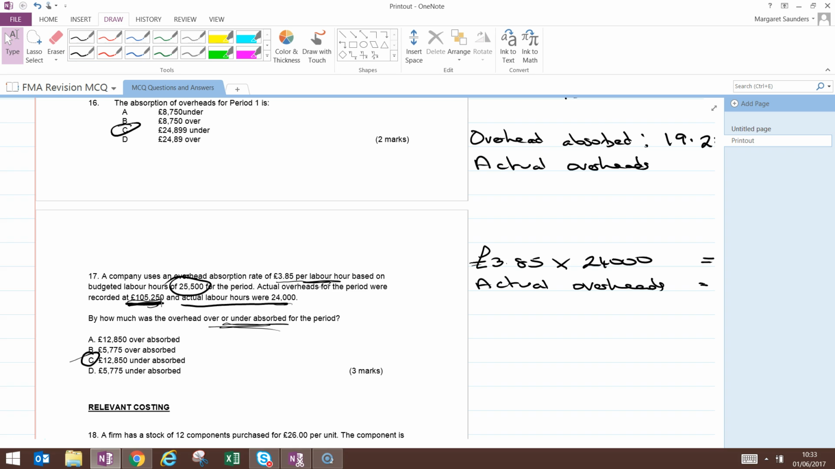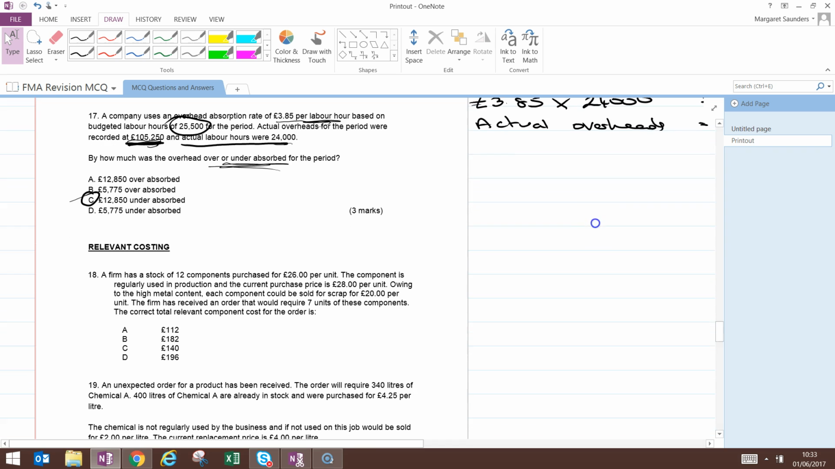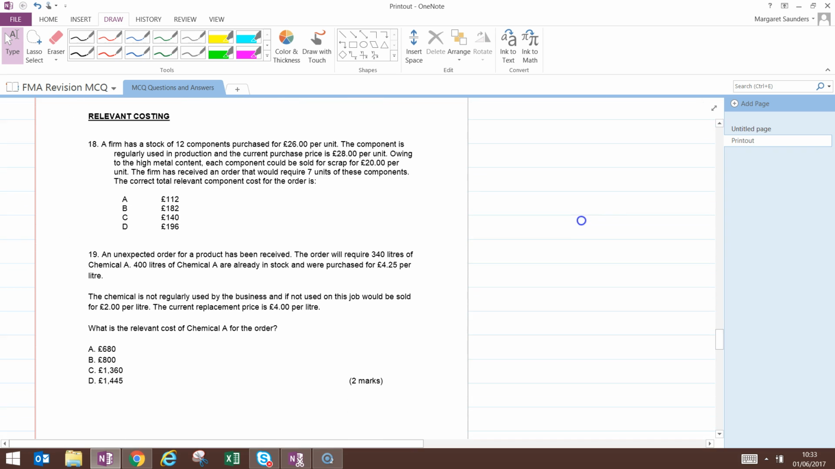We're now moving on to relevant costing. As you should be aware, it was made clear if relevant costing appears on the exam paper, it will be as a multiple choice question only. You will not have a 25-mark question based on relevant costing.